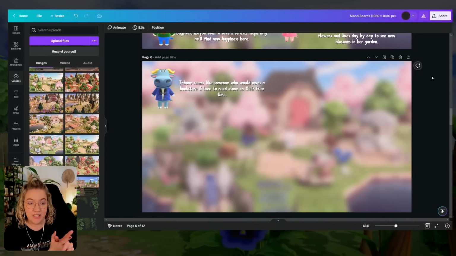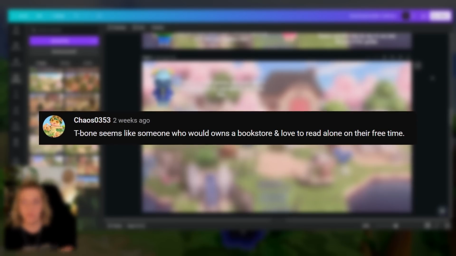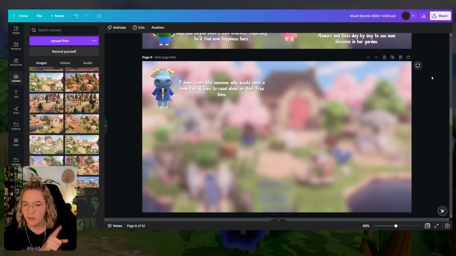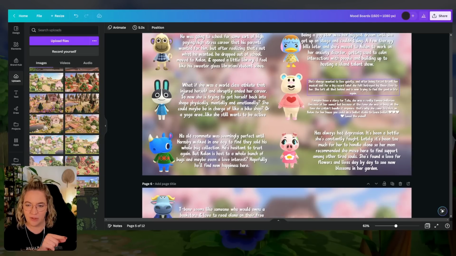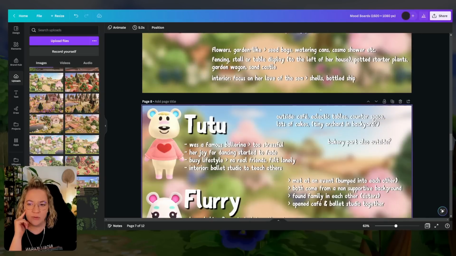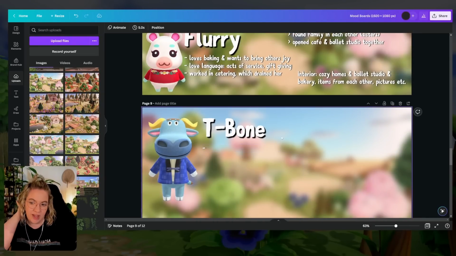All right, for T-Bone, someone said T-Bone seems like someone who would own a bookstore and love to read alone in their free time, which I think is quite cute. I did also get a very similar thing for Daily though, which I almost feel fits a bit better for him. So for T-Bone, I currently don't have the clearest view of his backstory.